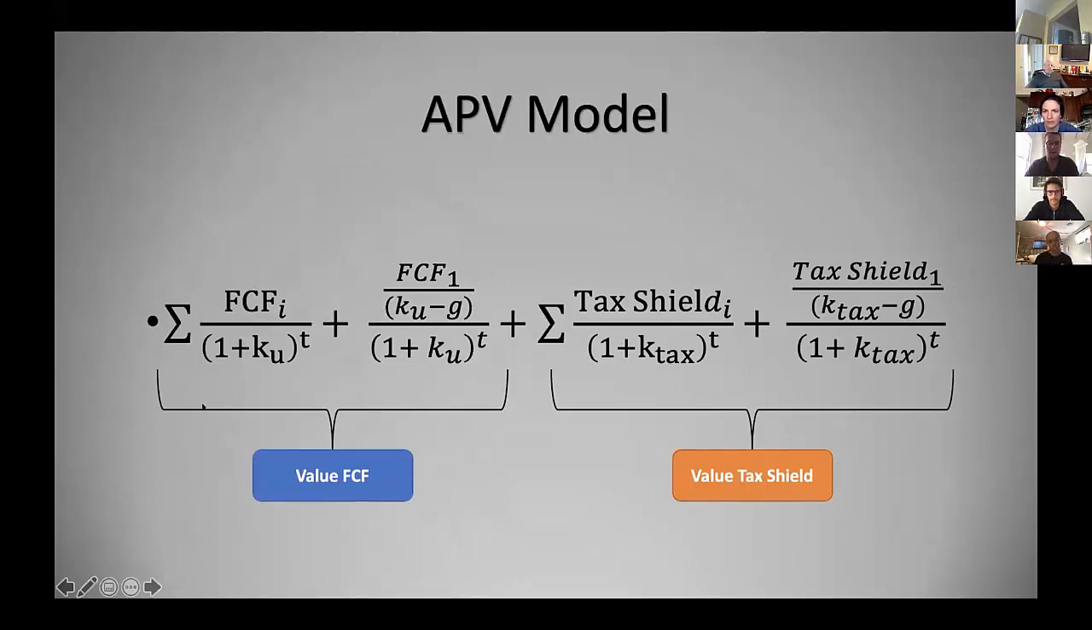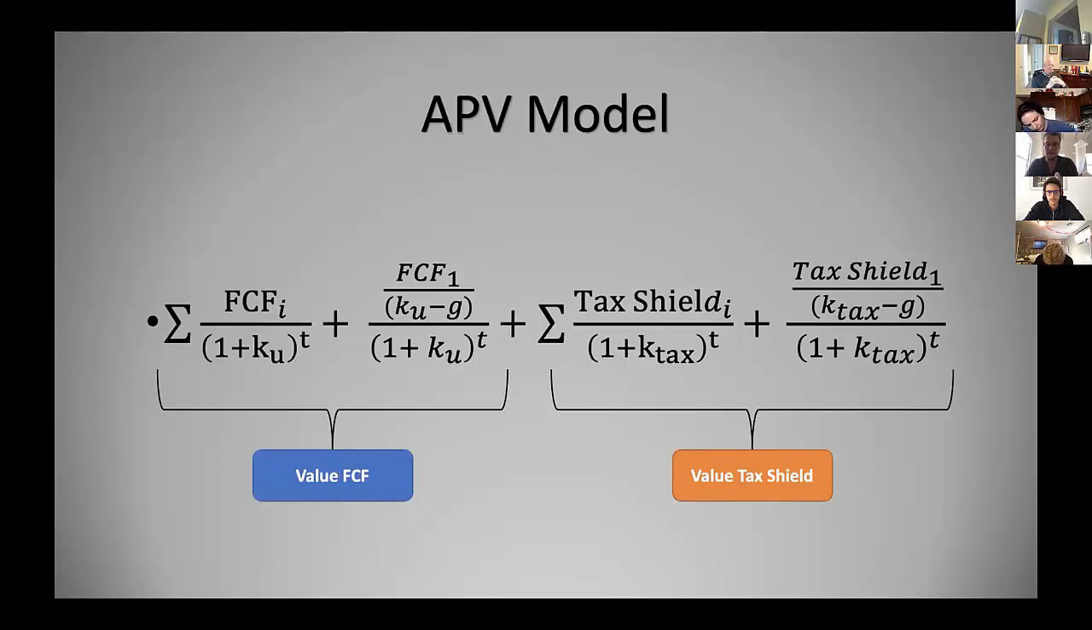On the left part, that's the value of the free cash flow that the company will make. And on the right side, we can see the value of the money that the company will save thanks to taxes. Meaning that if a company is borrowing money, they will have a lower tax income, and then they will pay less taxes.